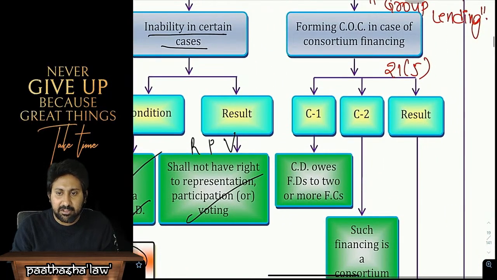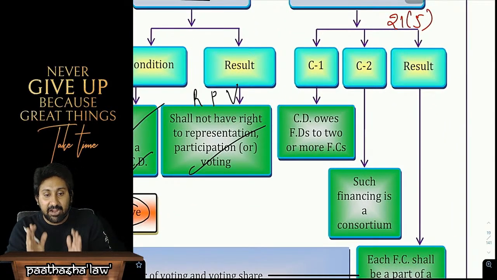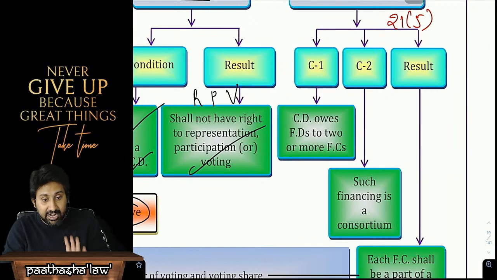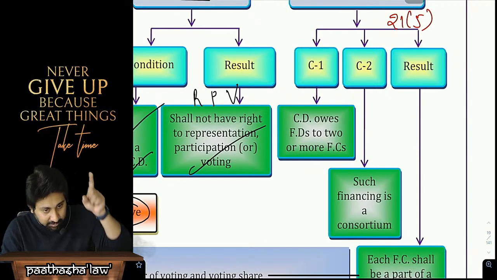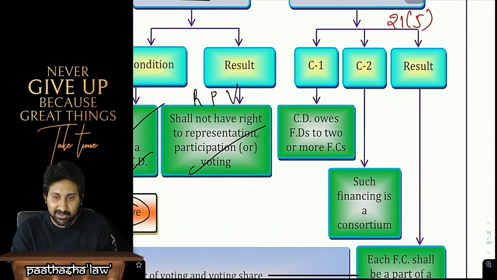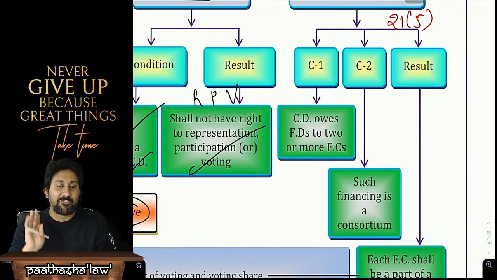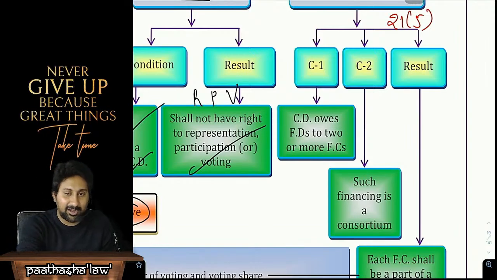Forming COC in case of consortium financing. Okay, what is consortium financing? It is called syndicate financing. The word syndicate financing is not a movie dialogue. Really, it is called syndicate financing. It is found in IBC only. They will form a syndicate. This is a syndicate for financing. It is really there in the law. The law uses these words; these are not fabricated phrases.